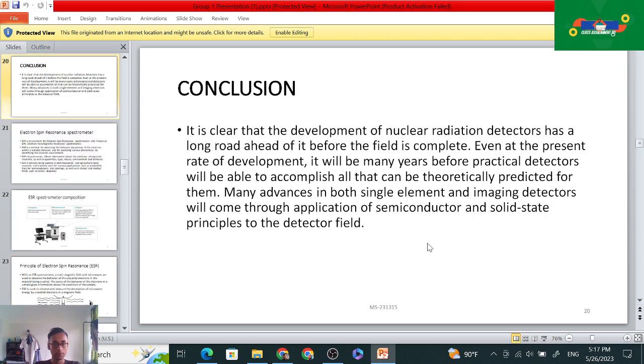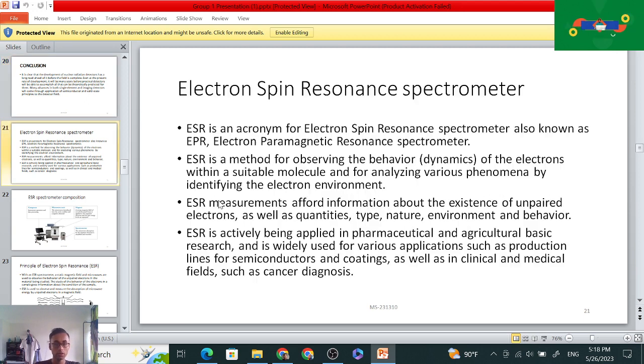scintillation track imaging. Then the conclusion: it is clear that the development of nuclear radiation detectors has a long road ahead of it before the field is complete. Even at the present rate of development, it will be many years before practical detectors will be able to accomplish all that can be theoretically predicted for them, and many advances in both single element and imaging detectors will come through applications of semiconductor and solid state principles to the detector field.